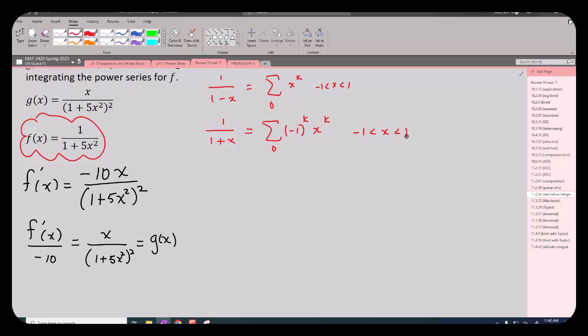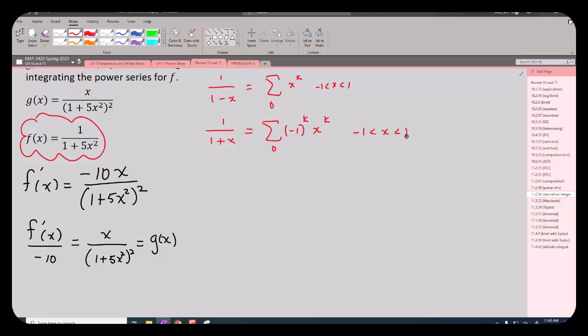Now we're almost to F. What are we going to replace x with to get to F? The x becomes? What's your hunch? You can say it out loud. Probably 5x squared? Yeah, 5x squared.